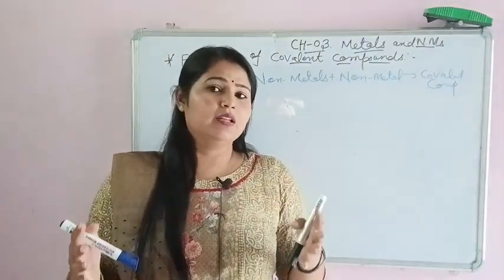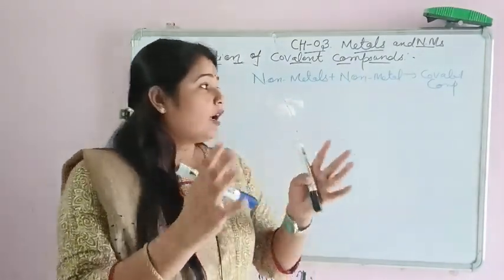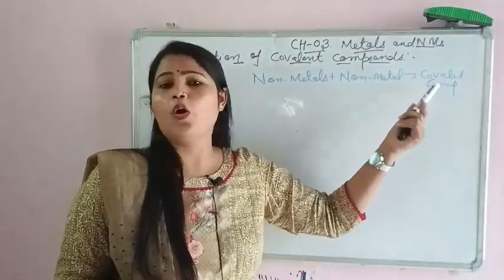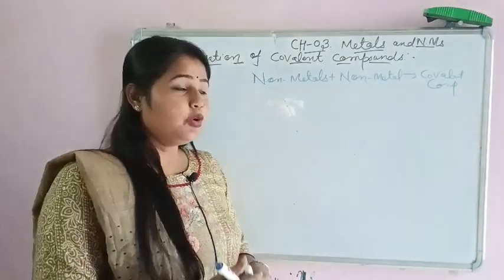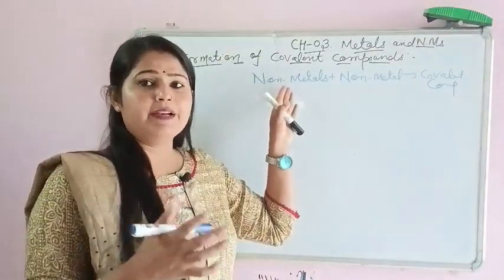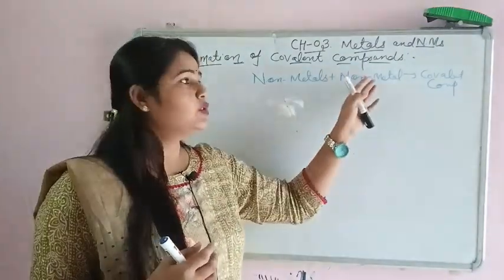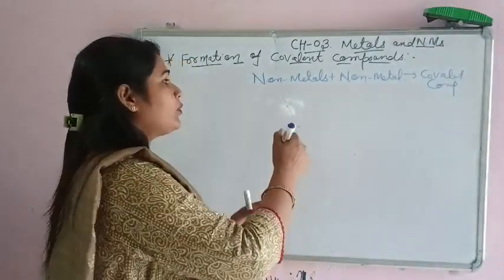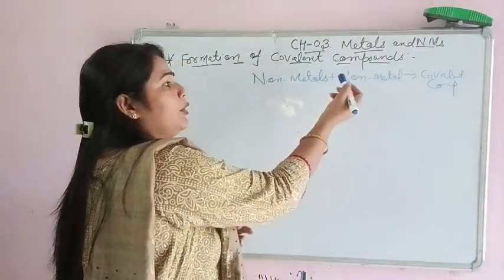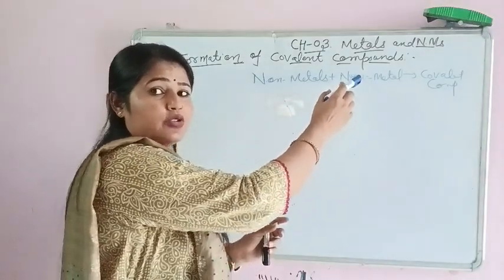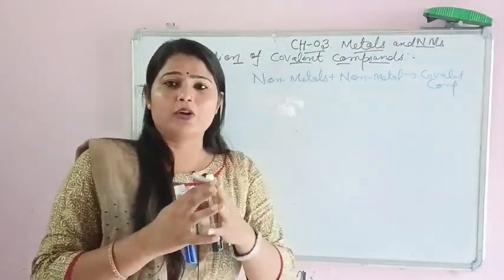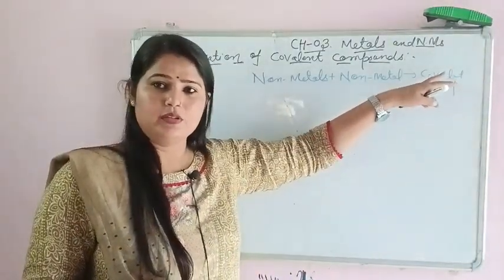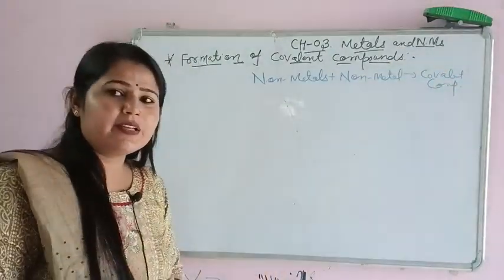In other words, we can say that the compounds which are formed by sharing of electrons are called covalent compounds. We know that non-metals have a tendency to gain electrons, and this non-metal also has a tendency to gain the electrons. So this non-metal cannot give the electron to this non-metal. So they share the electrons and form a compound that is called covalent compound. Clear?